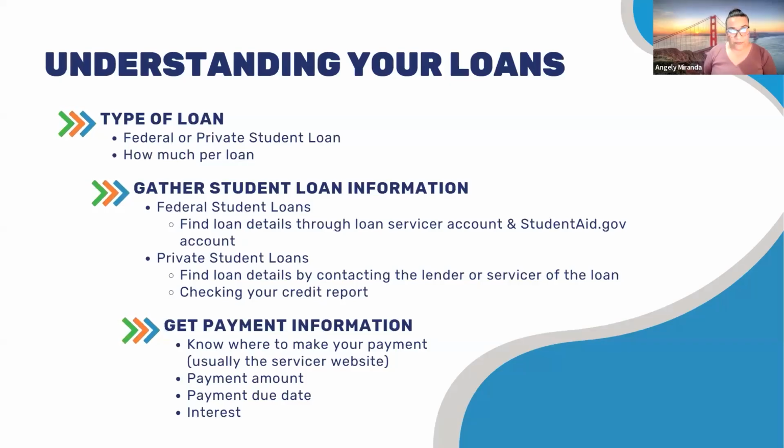All right. When you gather your loan information, you want to know where to go. First, for your federal student loans, you will find these details on the loan servicer account and studentaid.gov. I will show some slides on that as well. For your private loans, you're going to find loan details by contacting either the lender or the servicer of the loan, as well as checking your credit report. To get your payment information, you want to know where to make your payments. Usually, this is with the servicer, and you want to know exactly how much you're going to be paying and when that payment is due. And of course, we want to keep in mind that we do have interest.